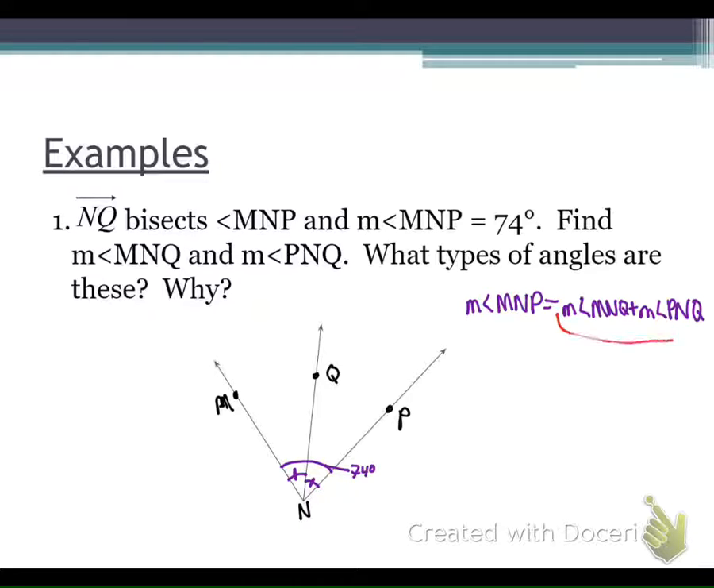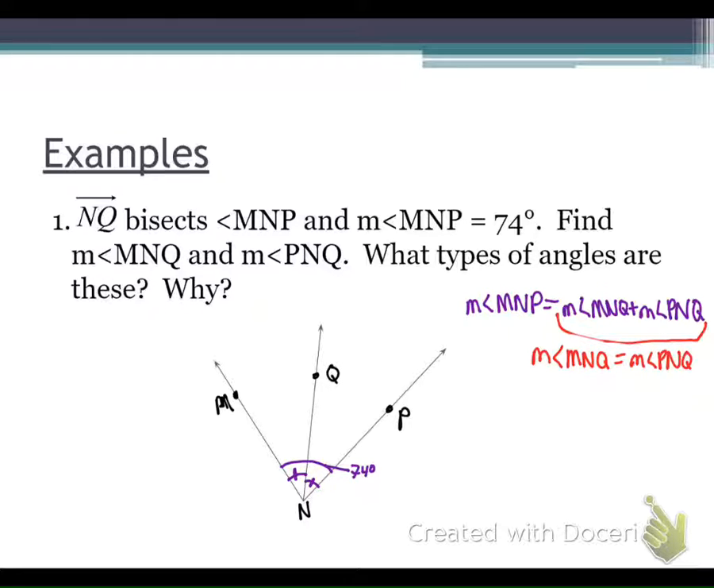We're going to rewrite this, but now without the plus sign, we're going to make it an equal sign. So the measure of angle MNQ equals the measure of angle PNQ, and that's because we know it's been bisected. So our first line is the sum of the parts equal the whole. The second line is the 2 parts equal each other. The third step, I'll give you a second to write this.